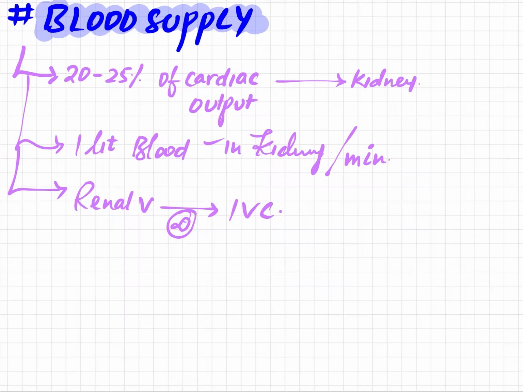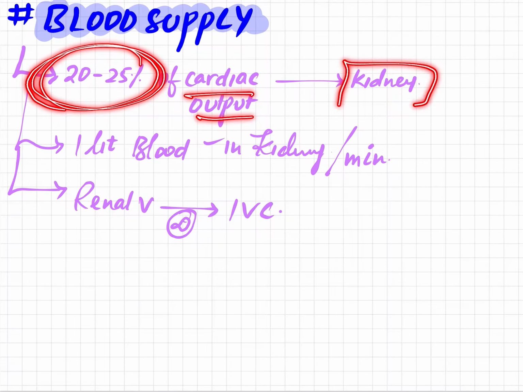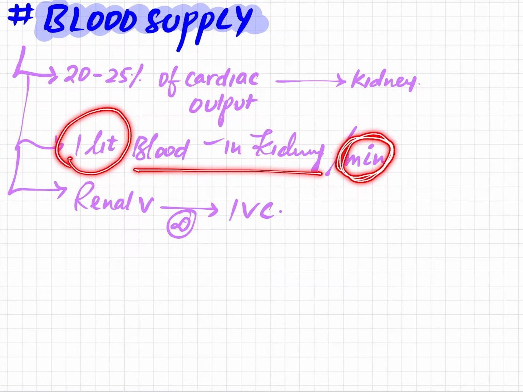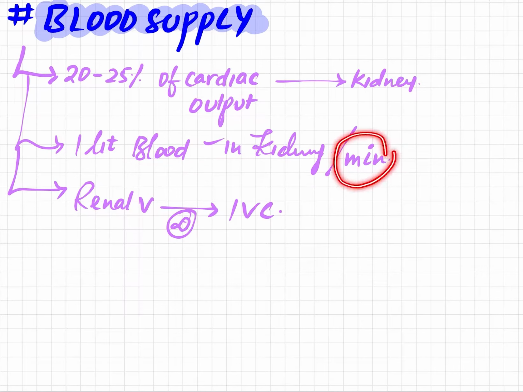Okay guys, in this video we'll be talking about the blood supply to the kidney. Out of the entire cardiac output, 20 to 25% of the cardiac output is being sent to the kidney. In that way, 1 liter of blood will be circulating in the kidney every minute.